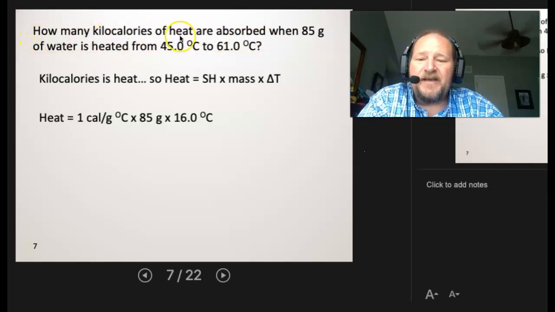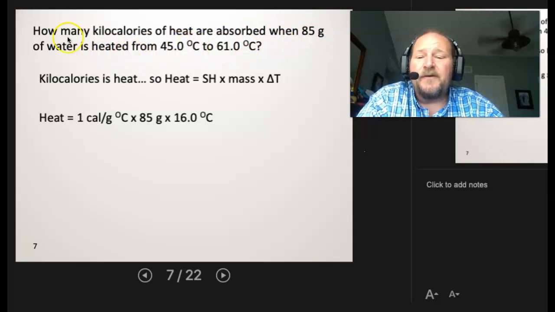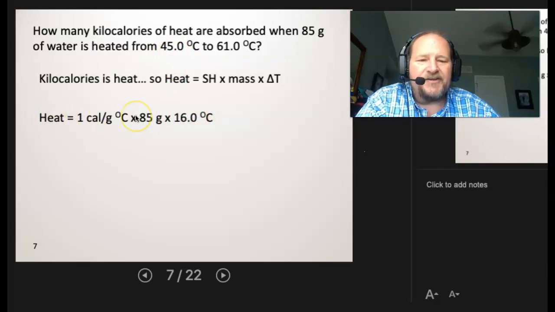I could have said how many kilocalories of heat are lost, right? Lost would probably be the best way to put that statement. So are lost when 85 grams are cooled rather than heated. Again, don't worry so much about signs down here, but that is what's going to happen. So you can always take the big number minus the little number. That's going to give you your temperature change, and you can use that to calculate your heat.